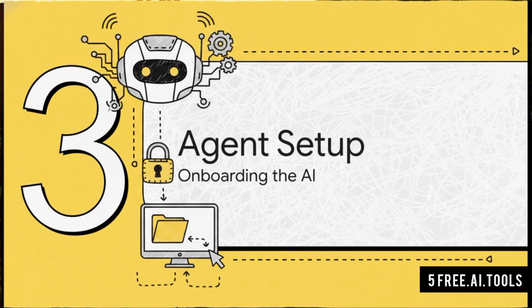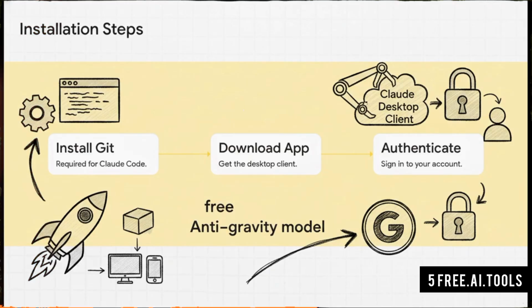Because before we can automate the magic, we've got to set the stage. Think of this phase kind of like hiring a new digital employee and just handing them their security badge so they can actually sit at your computer and work. The whole installation pipeline is pretty straightforward, but there's a huge difference right off the bat. For the premium model, Claude Code, you actually have to install a developer tool called Git first before anything works, and then grab the desktop client. But for the free anti-gravity model, you literally just download it, sign in with your Google account, and boom, you're authenticated.